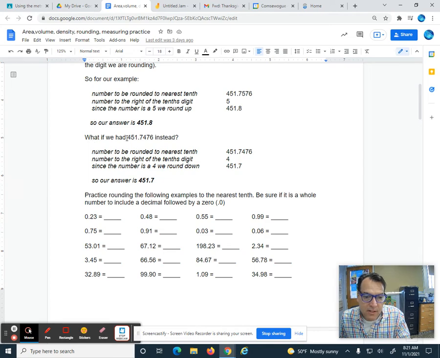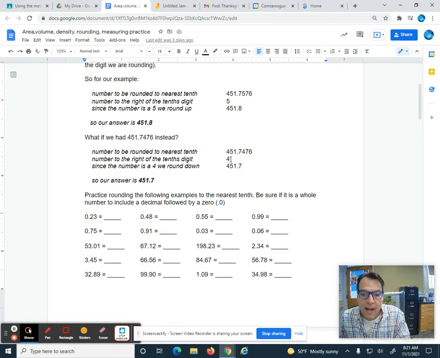So if you had this number instead, 451.7476, again, we're rounding to the tenths place. So again, we look to the hundredths place, which is the second one after the decimal point. That is less than 5. It's a 4. Because it's less than 5, the tenths place will stay the same.